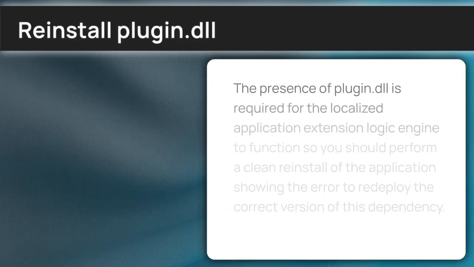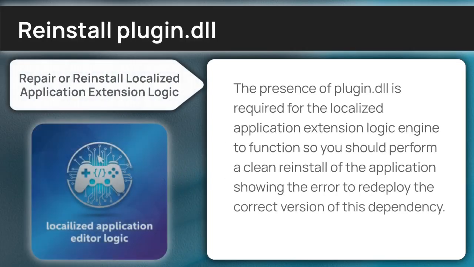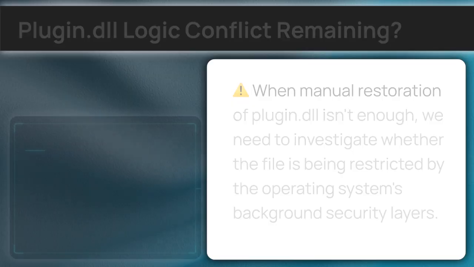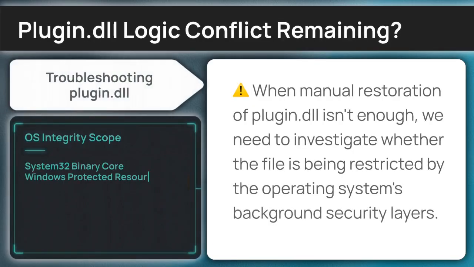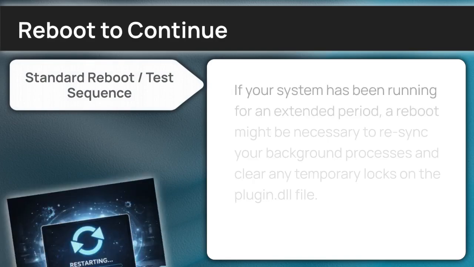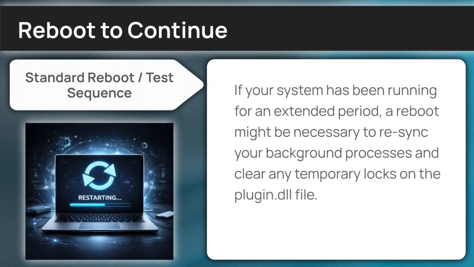The presence of Plugin Library DLL is required for the Localized application extension logic engine to function, so you should perform a clean reinstall of the application showing the error to redeploy the correct version of this dependency. If the Redistributable repair didn't resolve the pop-up, the next logical step is to analyze the local environment for process conflicts. A full system restart clears the temporary memory cache and allows Windows to attempt a fresh initialization of all required libraries, including Plugin Library.